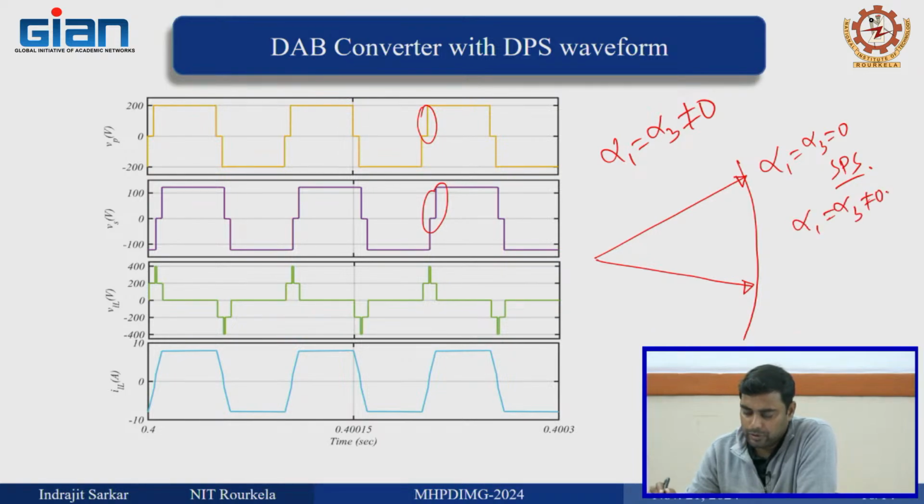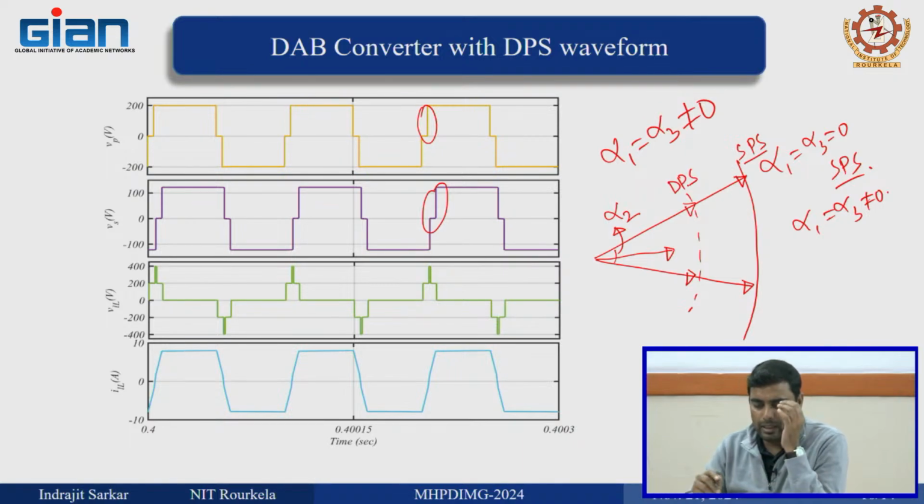So, if you introduce some delay, then it will be a quasi square wave. The waveform will be shorter, but this will be the same for both of them. So, these phasors are going to be shorter for both of them. This angle is alpha 2. Okay. So, this is SPS and this is DPS.